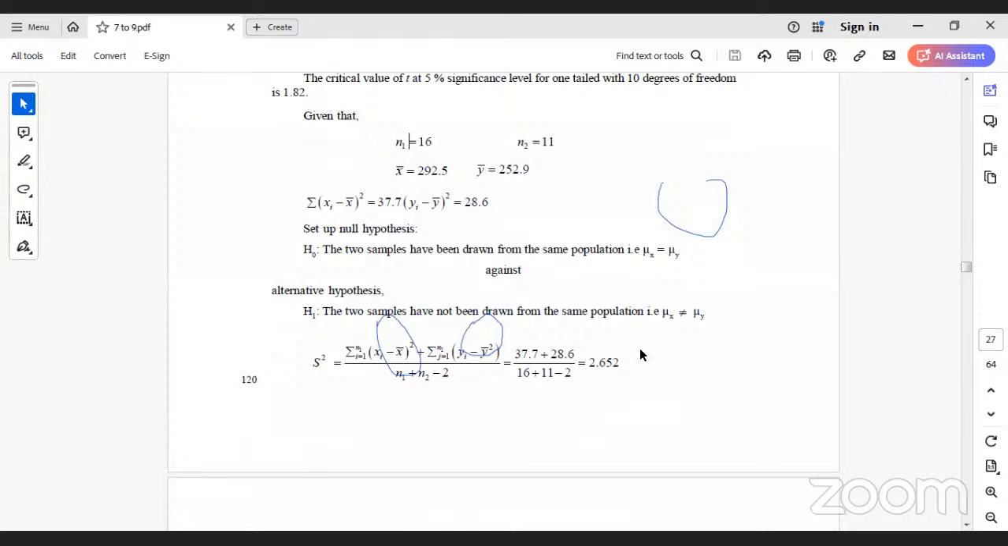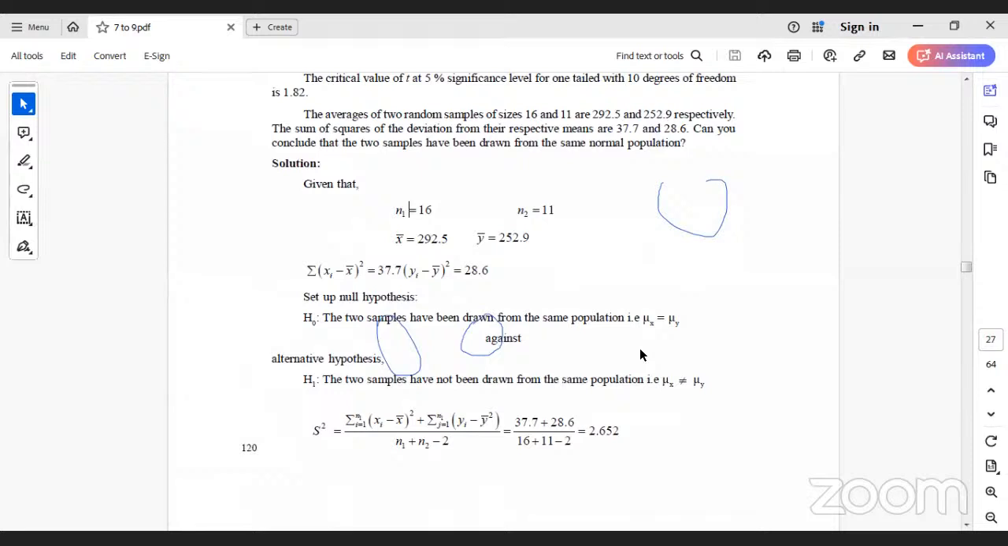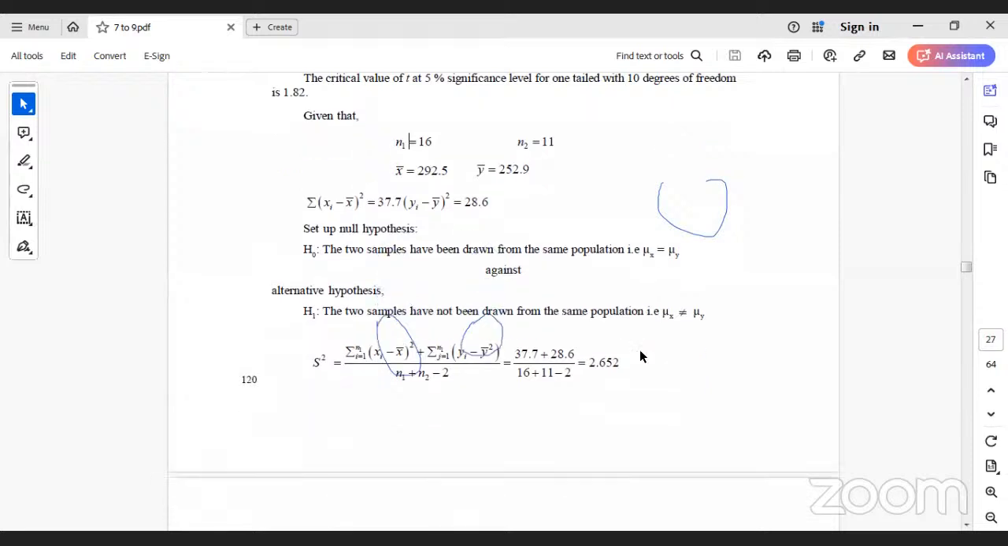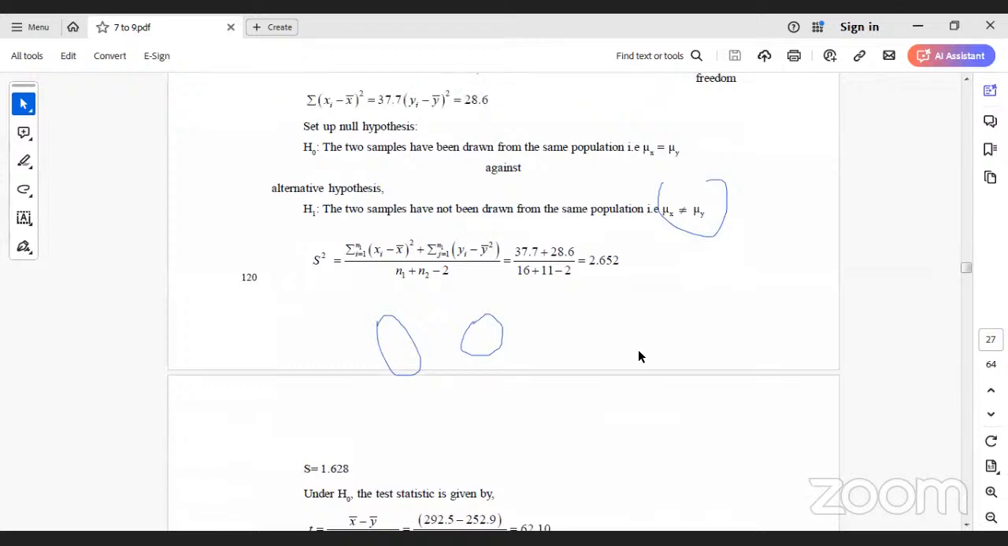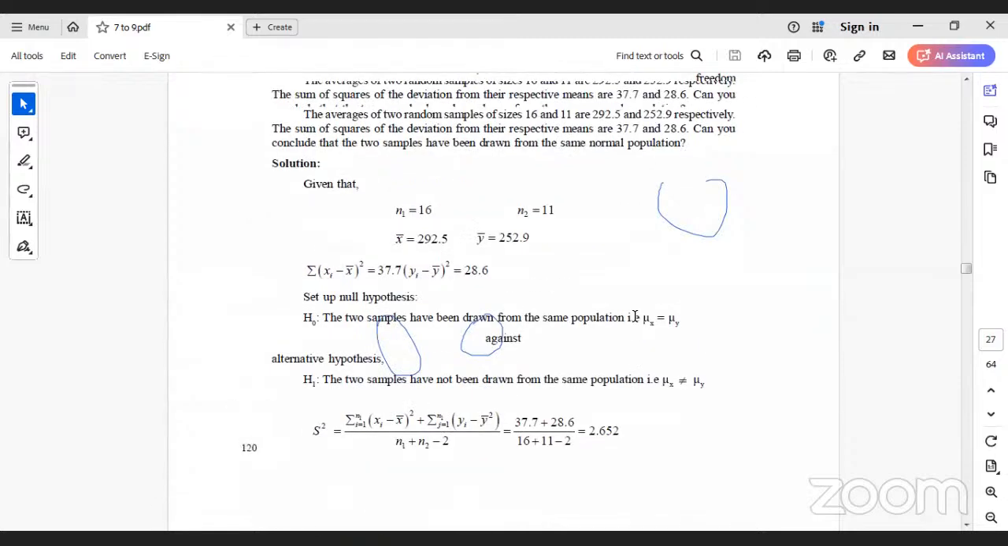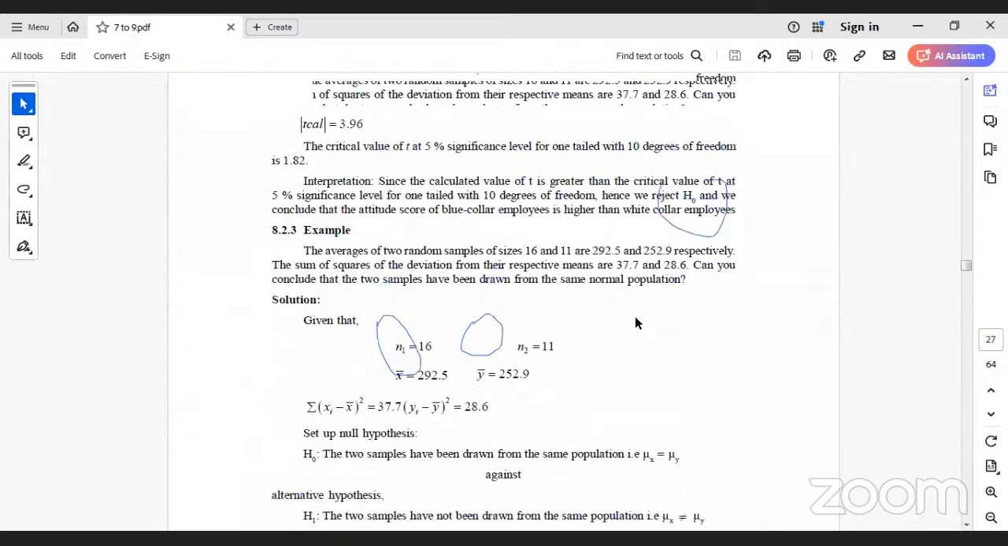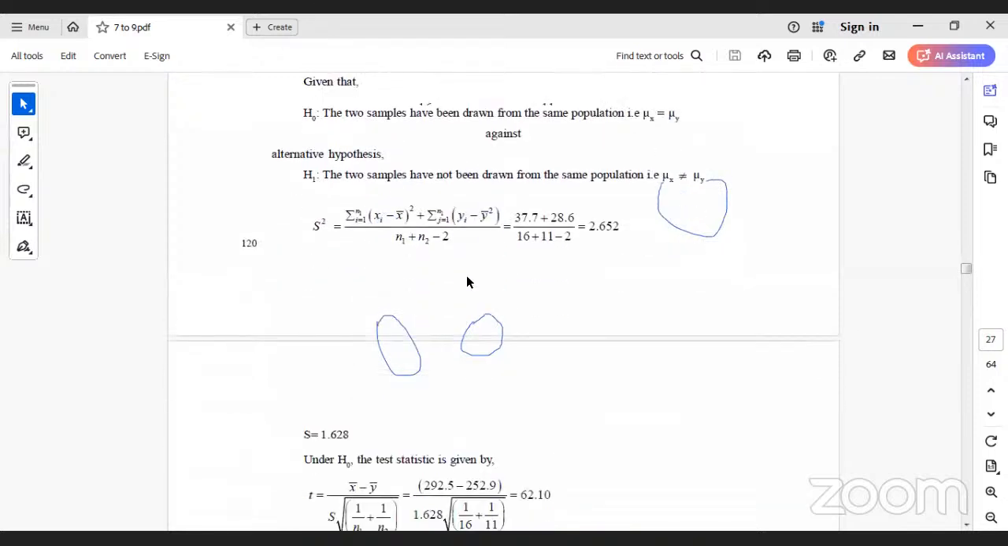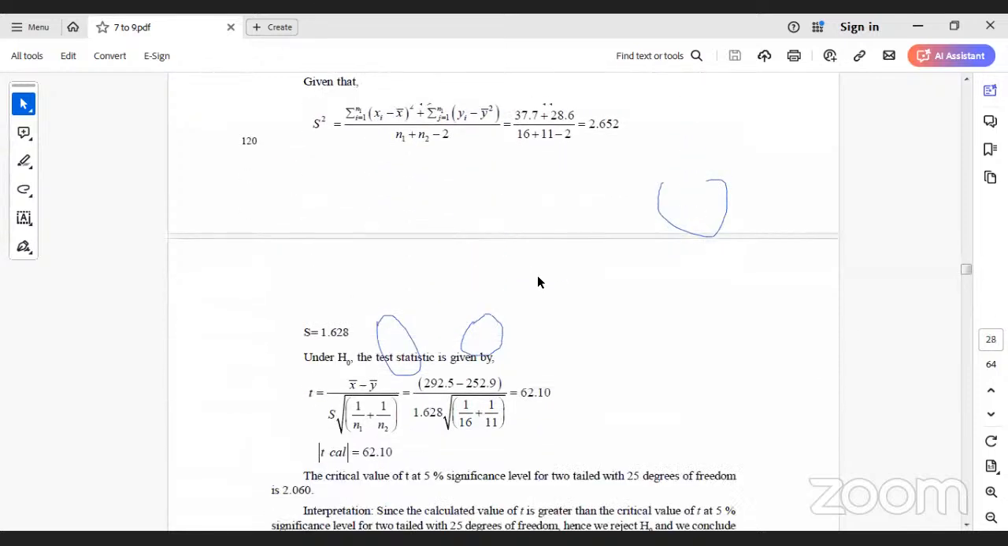So summation of i is equal to 1 to n1 (xi minus x bar) whole square, plus summation of j is equal to 1 to n2 (yi minus y bar) whole square, divided by n1 plus n2 minus 2. So 37.7 plus 28.6 by 16 plus 11 minus 2, that is 2.652. S is equal to 1.628 under H0. The test statistic is x bar minus y bar.